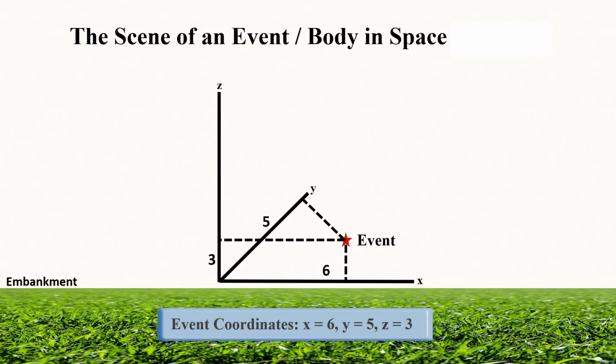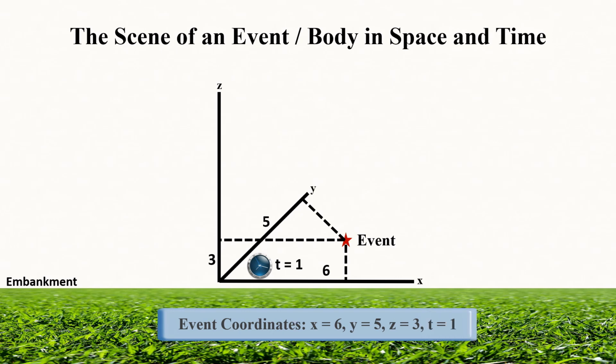The earlier illustrative example thus gains the time coordinate t, for which we add an arbitrary value, say t equals 1 second. So the full coordinate values of the event becomes x equals 6, y equals 5, z equals 3, and t equals 1.